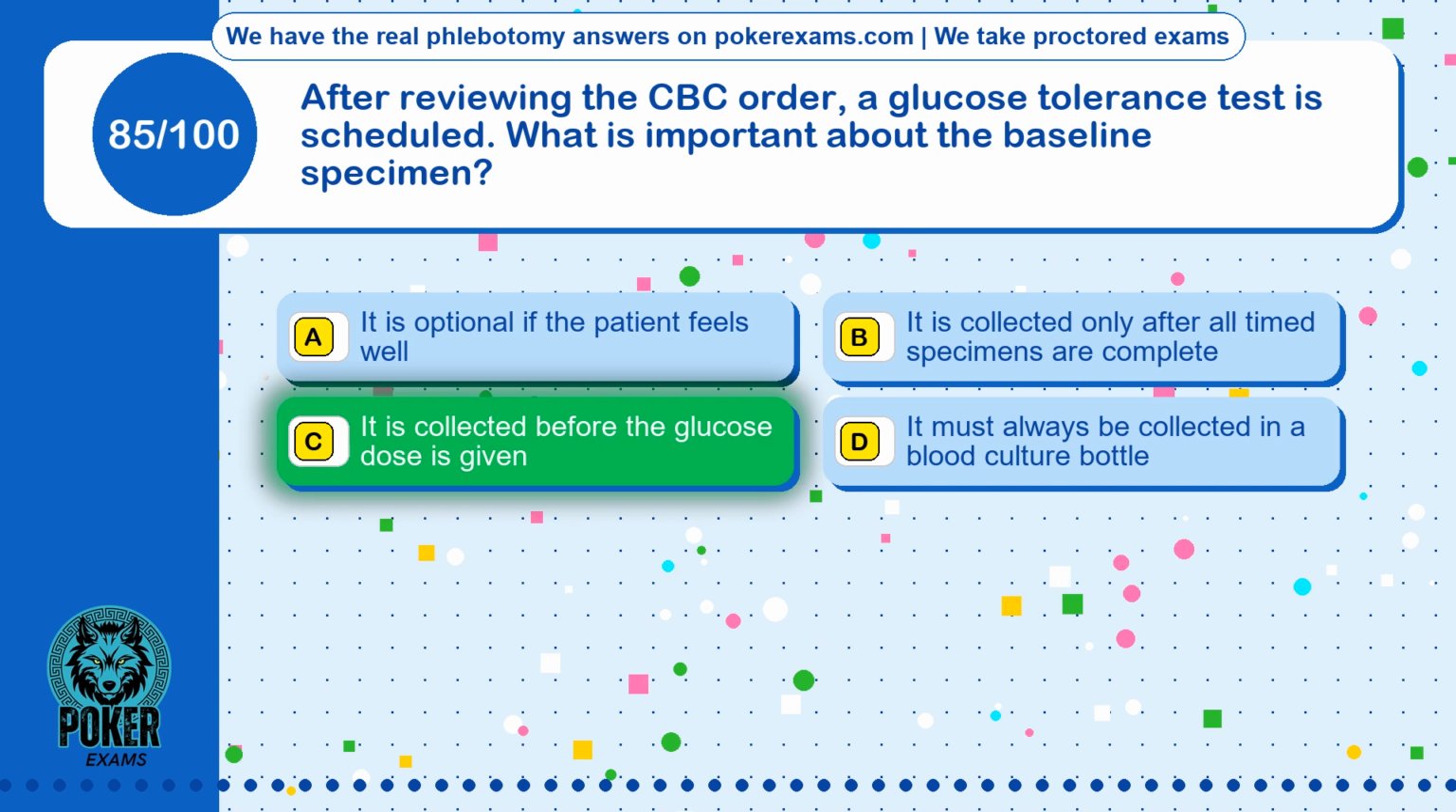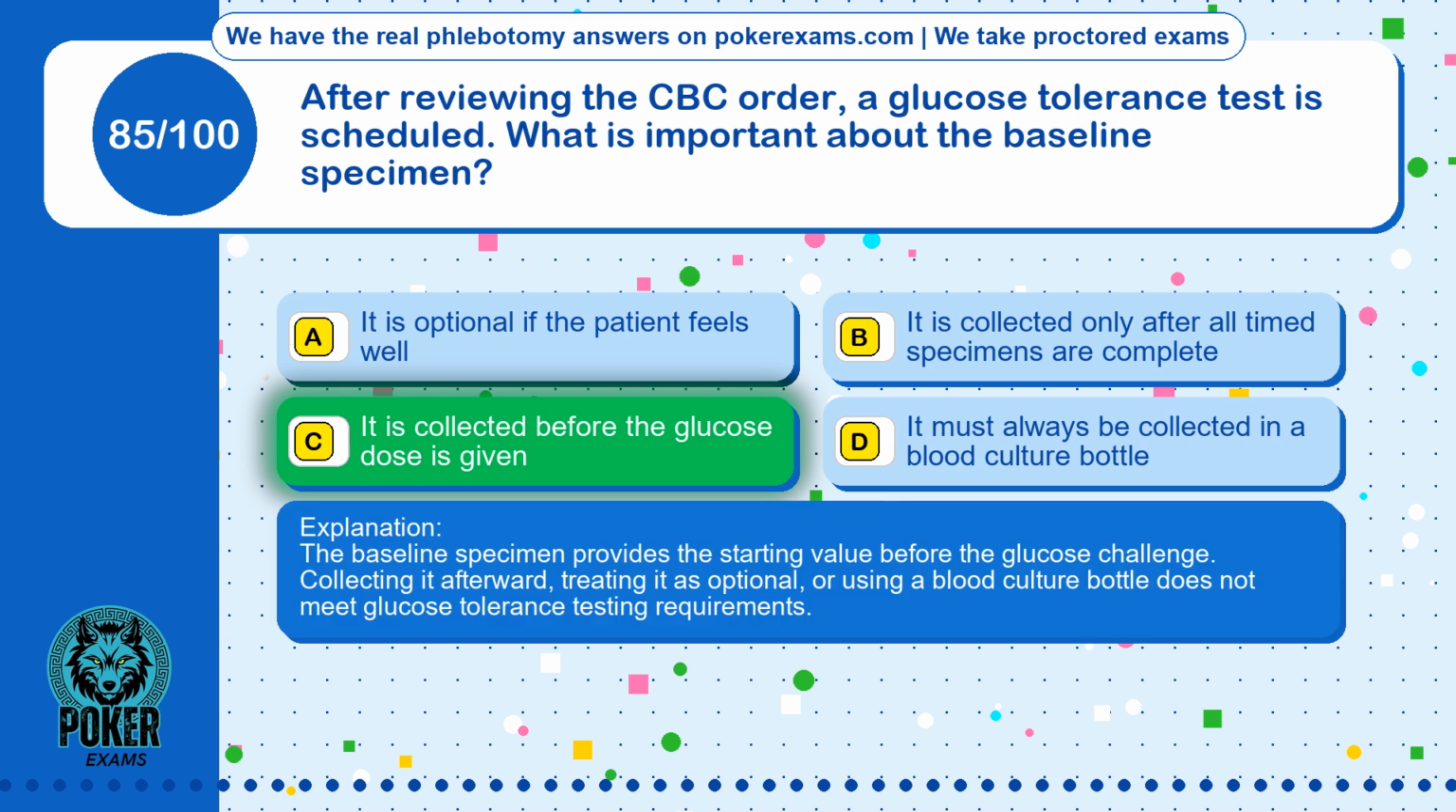The correct answer is option C. It is collected before the glucose dose is given. The baseline specimen provides the starting value before the glucose challenge. Collecting it afterward, treating it as optional, or using a blood culture bottle does not meet glucose tolerance testing requirements.